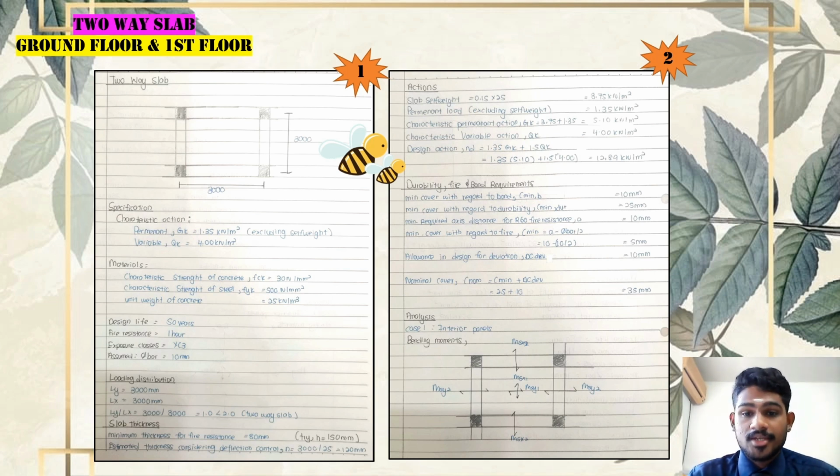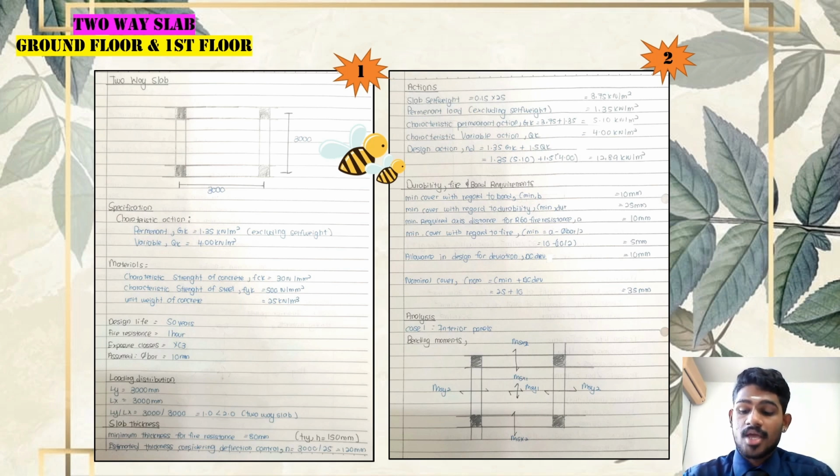Okay, the next is actions. So you shall find the slab self weight as 0.15 times 25 equal to 3.75 kilonewton per meter squared, and the permanent load excluding self weight is 1.35 kilonewton per meter squared, and the characteristic permanent action, which is Gk, is 3.75 plus 1.35, equal to 5.10 kilonewton per meter squared.